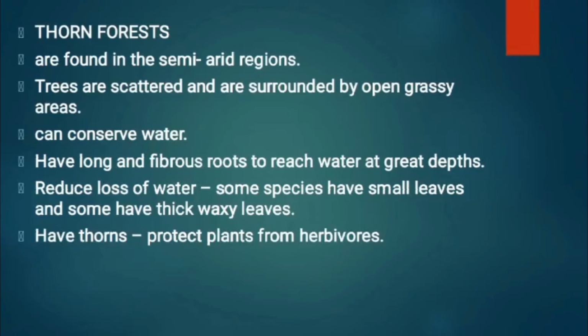What are semi-arid regions? Semi-arid regions are regions that receive 10 to 20 inches of rain per year. In thorn forests, trees are scattered and are surrounded by open grassy areas. They can conserve water, have long and fibrous roots to reach water at great depths, and reduce loss of water. Some species have small leaves and some have thick waxy leaves. Thorns protect plants from herbivores.